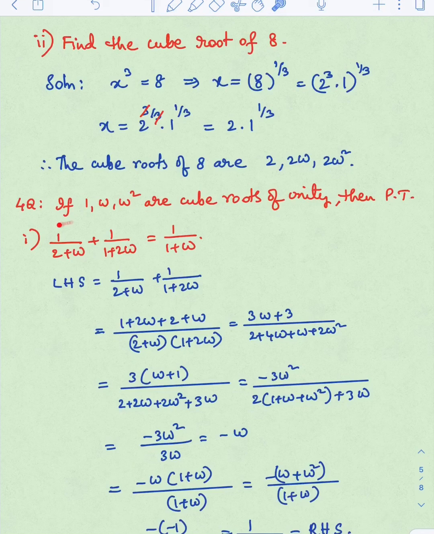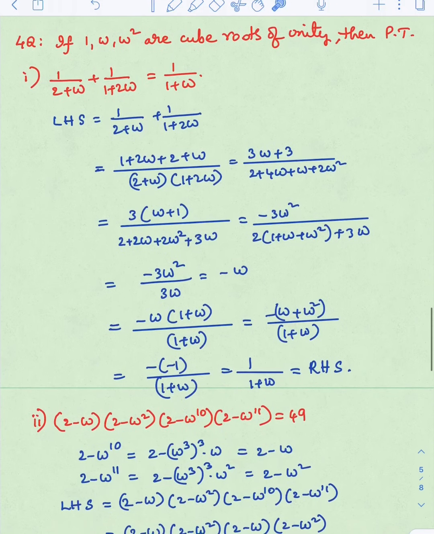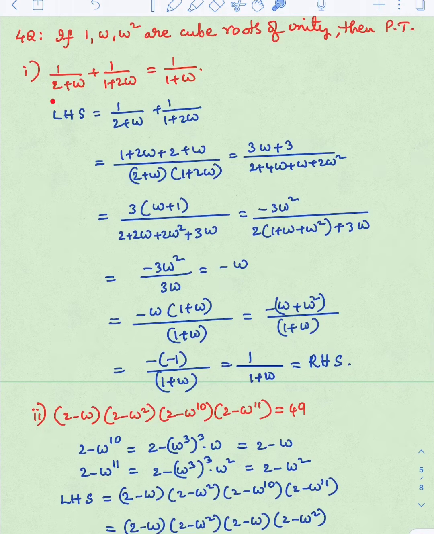Now coming to the fourth question. If 1, omega, omega square are cube roots of unity, then we have to prove all the bits. First bit: 1 by 2 plus omega plus 1 by 1 plus 2 omega is equal to 1 by 1 plus omega. Take LHS. This is LHS.